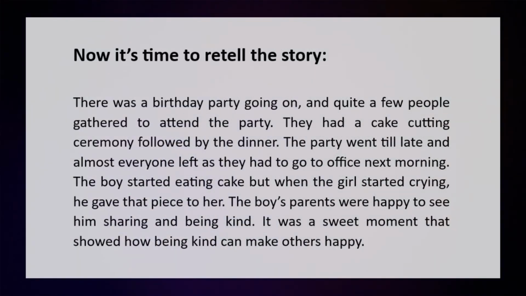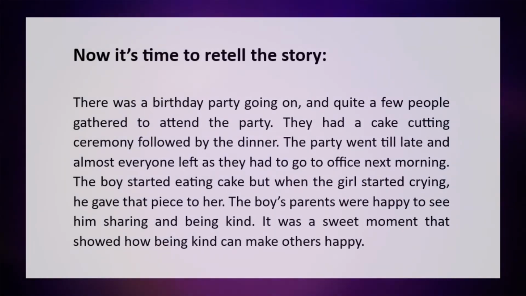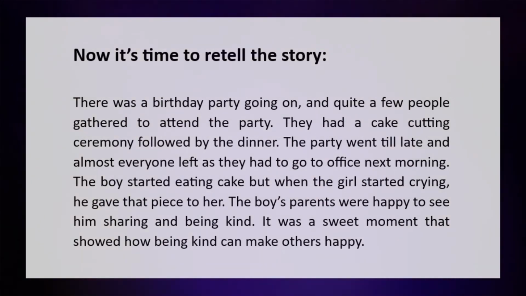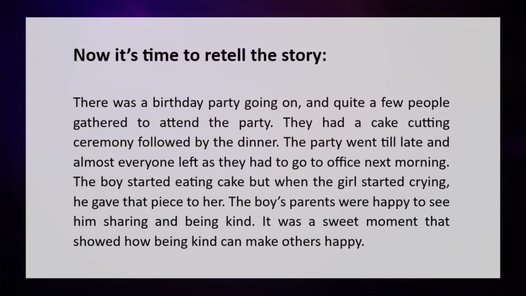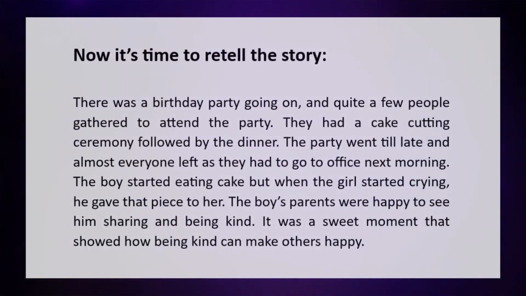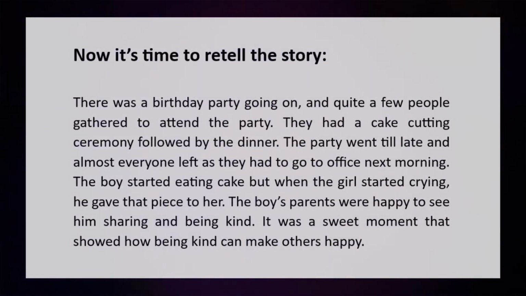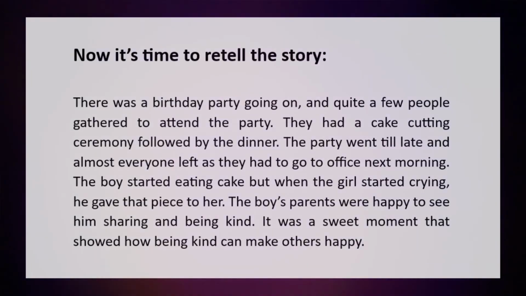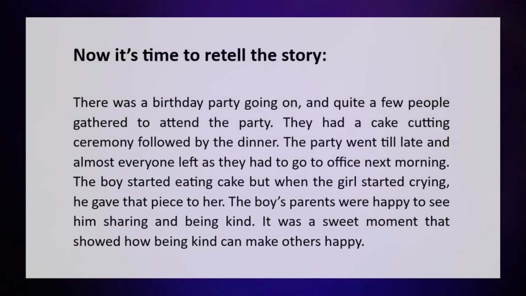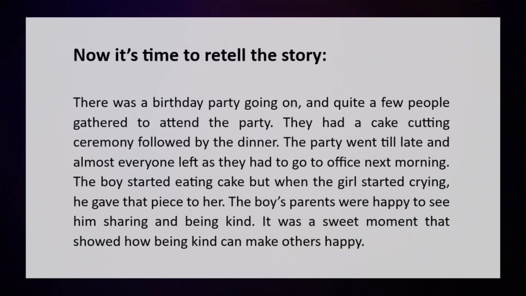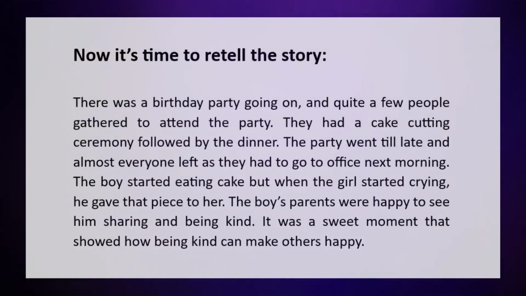There was a big party going on and quite a few people gathered to attend the party. They had a cake cutting ceremony followed by dinner. The party went till late and almost everyone left as they had to go to the office next morning. The boy started eating the cake, but when the girl started crying, he gave that piece of cake to her. The boy's parents were very happy to see him sharing and being kind. It was a sweet moment that showed how being kind can make others happy.